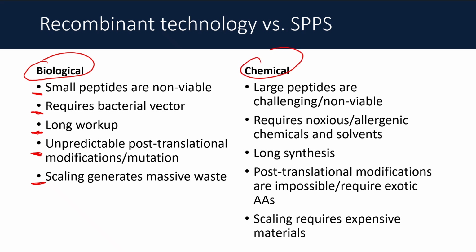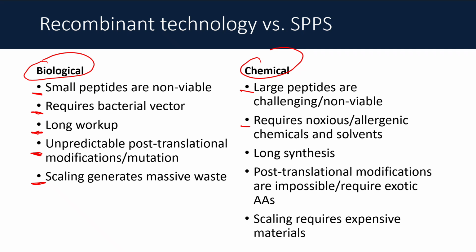Now, to talk about the downsides for chemical synthesis, I'm not going to say one is better than the other. They just have different handicaps. For chemical synthesis, SPPS, well, large peptides are very hard to make, if not outright impossible. All right, even 200, 300 amino acids isn't a huge protein. If you want to make something really big and complex, you're probably best off doing it in a biological vector.